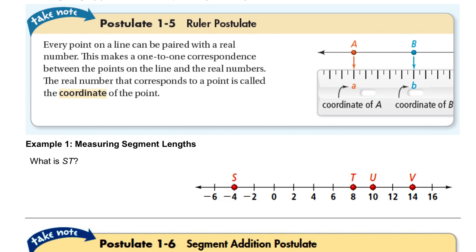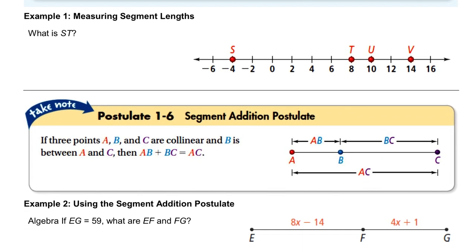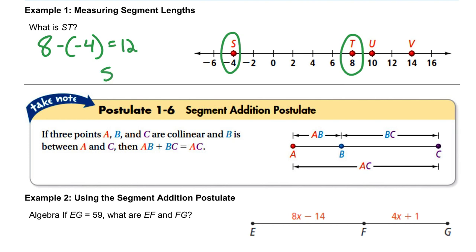So when we look at a number line, like in example 1, we look at segment ST. The coordinate of S is negative 4. The coordinate of T is 8. So if we want to find the length of ST, we have to figure out the distance between S and T. And there's a lot of different ways to do that. A simple way to do it would be to subtract the two values for the coordinates. So that means ST is 12.